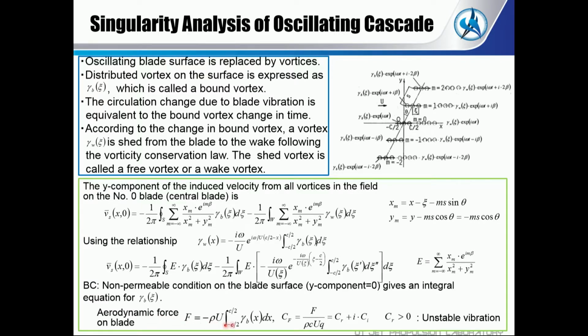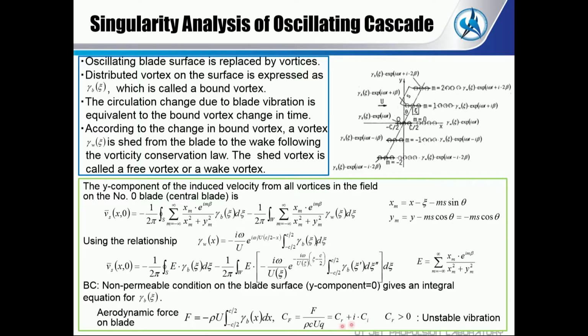So the lift force is here. Gamma B is integrated from the leading edge to the trailing edge. And this is a non-dimensional coefficient of the blade force. So F is divided by rho c u q, where q is the blade oscillation velocity. The real part is CR, and CI is the imaginary part.